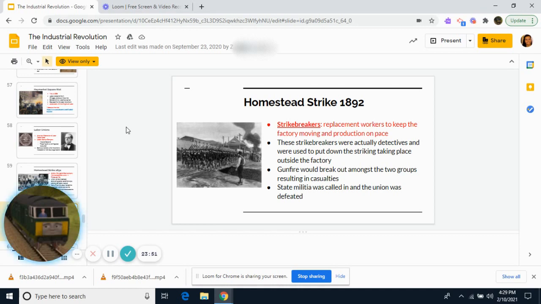Gunfire broke out between the two groups, resulting in casualties. The state militia was called in, and the Union was defeated.